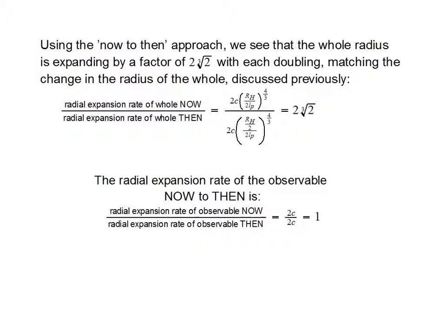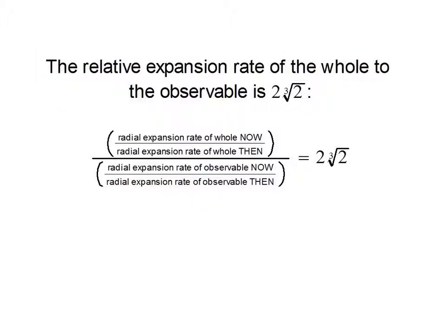And because the observable hyperverse is expanding at a constant rate, the radial expansion rate of the observable universe now to then is 1. So the relative expansion rate of the whole to the observable is 2 times the cube root of 2.